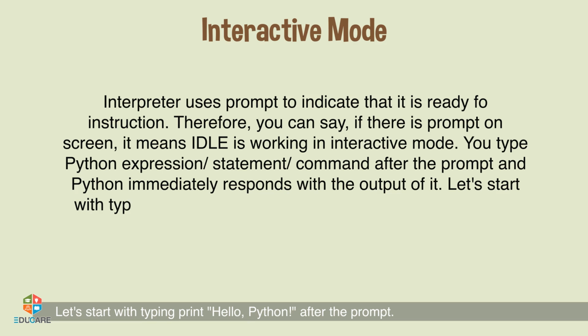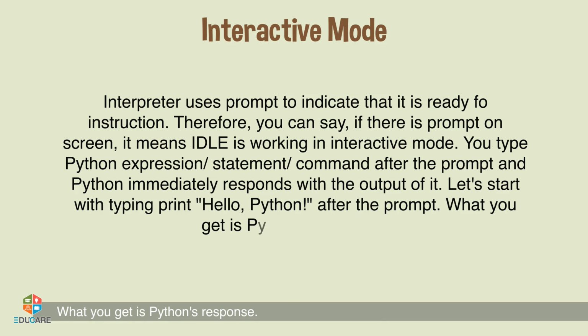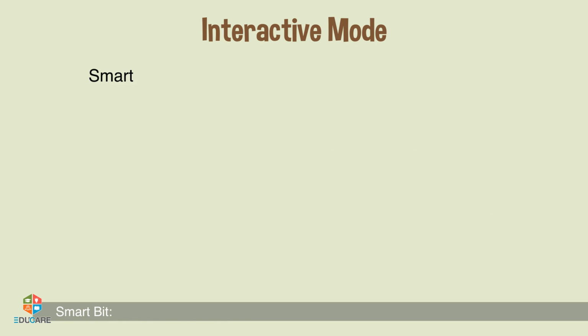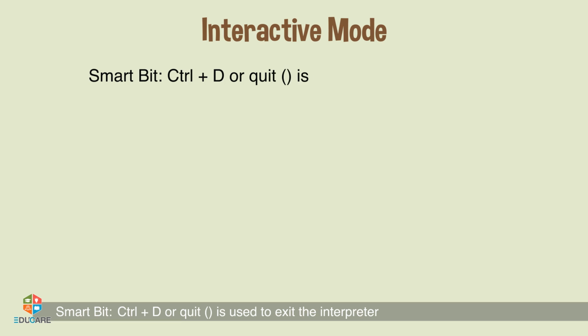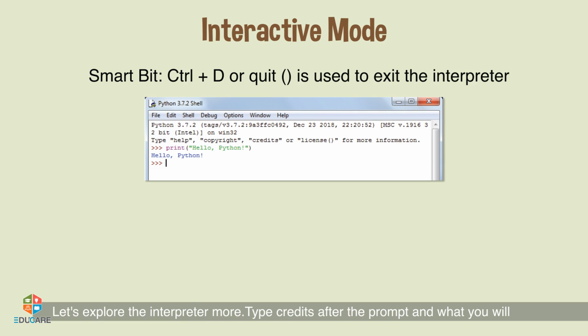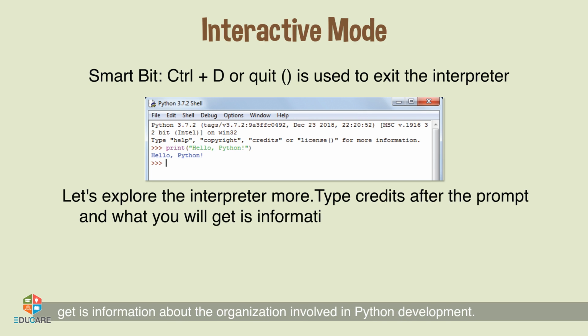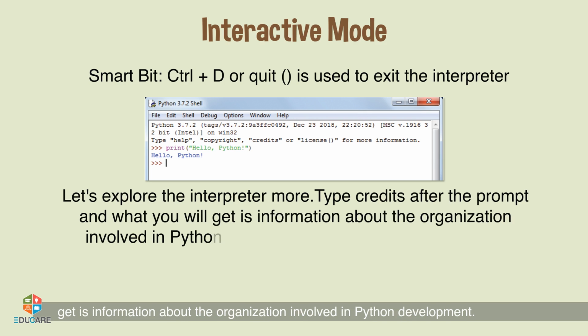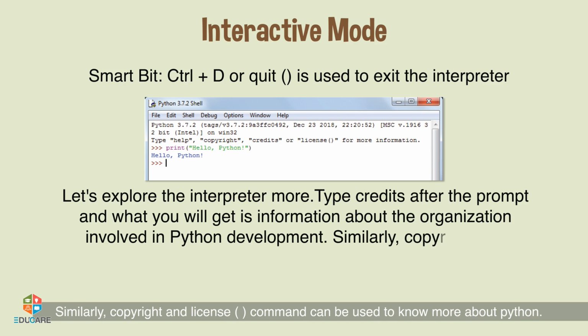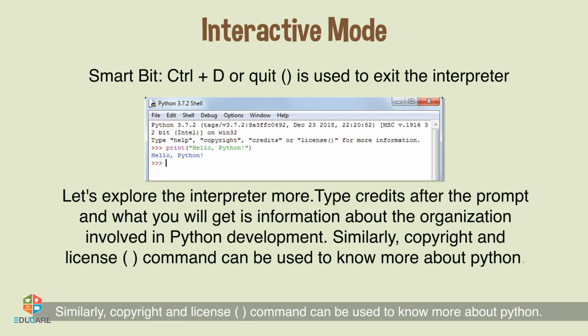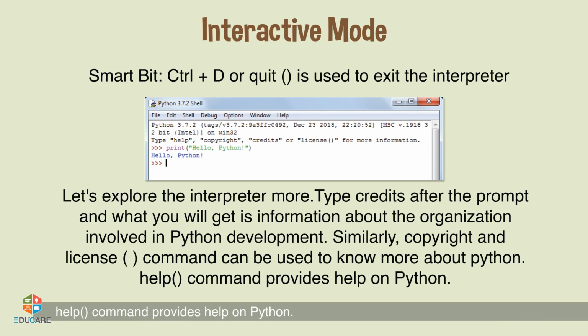Let's start with typing print hello Python after the prompt. What you get is Python's response. Smart bit. Ctrl+D or quit followed by parentheses is used to exit the interpreter. Let us explore the interpreter more. Type credits after the prompt and what you will get is information about the organization involved in Python development. Similarly, copyright and license commands can be used to know more about Python. The help command provides help on Python.